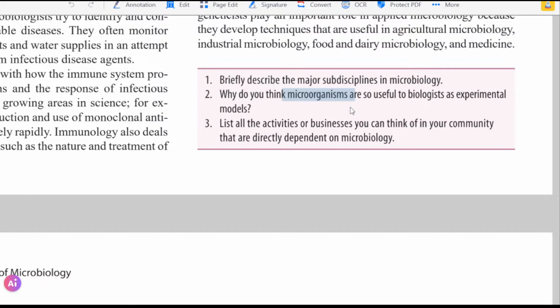Directly dependent. First of all, it's food. The canned food or the food that comes in packaging. That's directly related to microbiology because they are being pasteurized either by spices or by techniques. The milk is also pasteurized by high temperature and pressure to kill microorganisms.